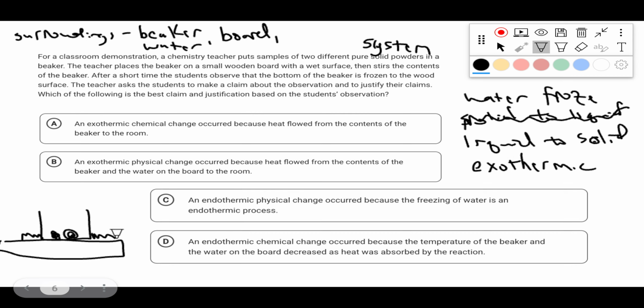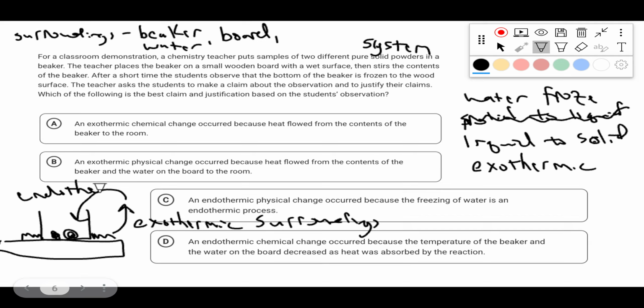Okay. When that froze, that energy is released. That is exothermic. That energy has to go somewhere. That is part of the surroundings. That means that in order for that to go somewhere, it is going to go into the system. It is being absorbed into the system. If it goes into the system, that is endothermic.